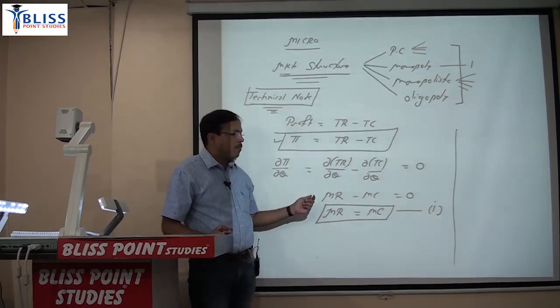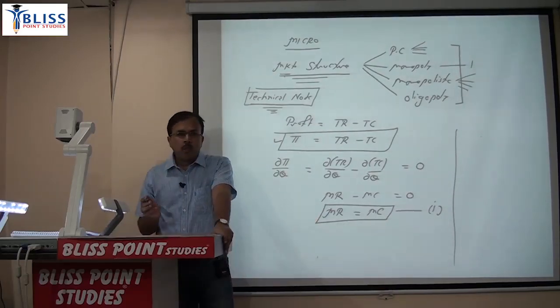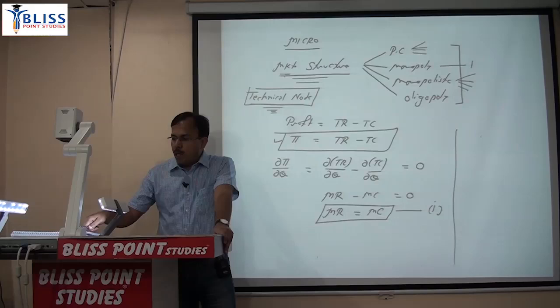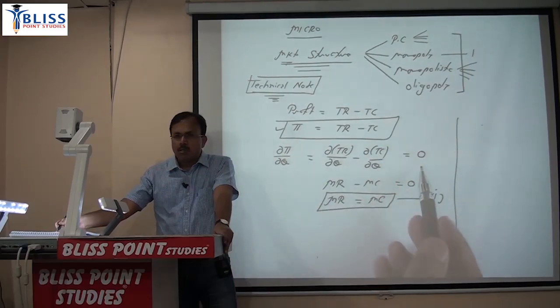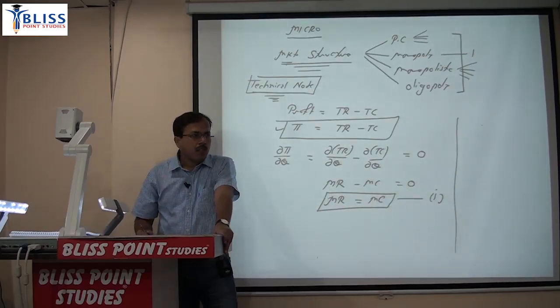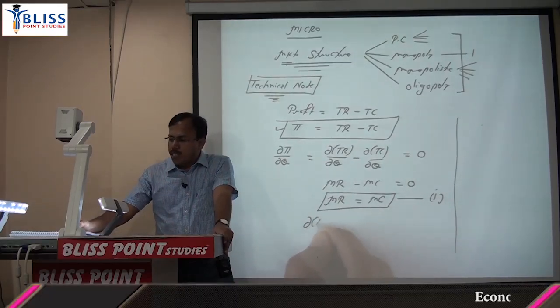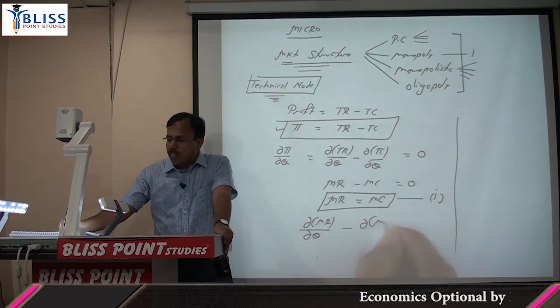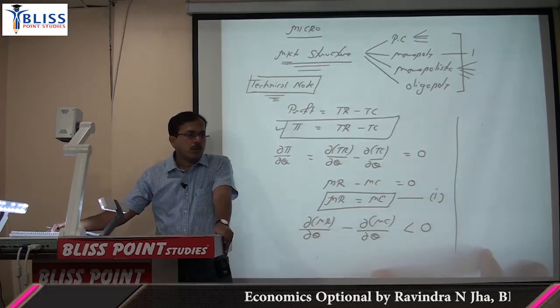So when does the profit of a firm get maximized? The profit of a firm gets maximized when the firm produces that much output where MR becomes equal to MC. And what is the second condition for profit maximization? When we maximize a function, the first differentiation is equal to 0 and the second derivative is negative. So when you differentiate the second time, it means now you are differentiating MR and differentiating MC, and that should be negative, less than 0.